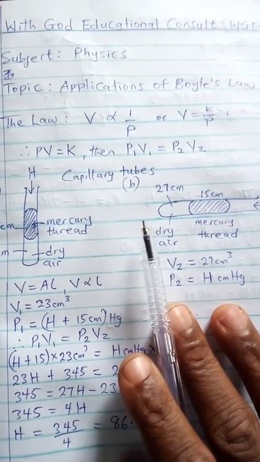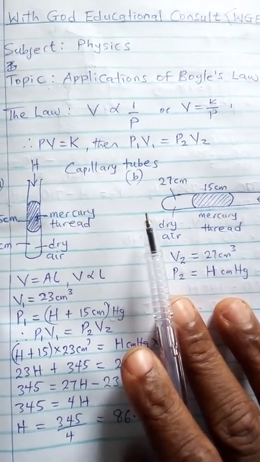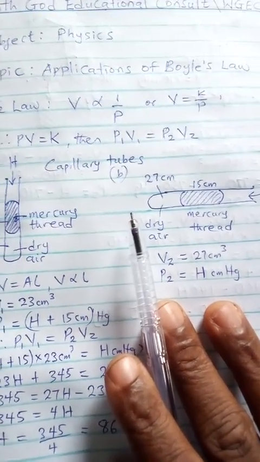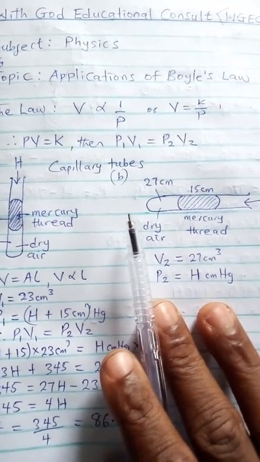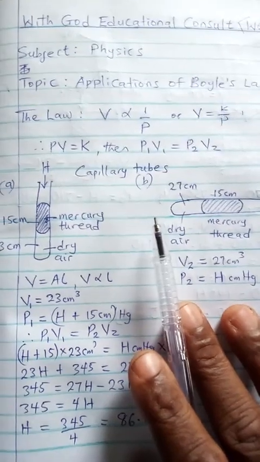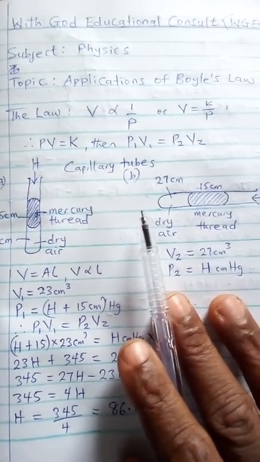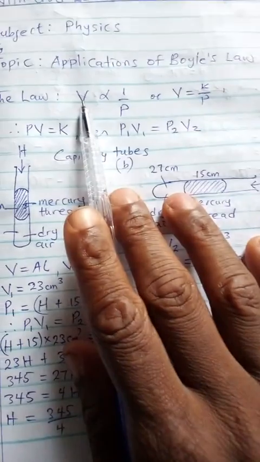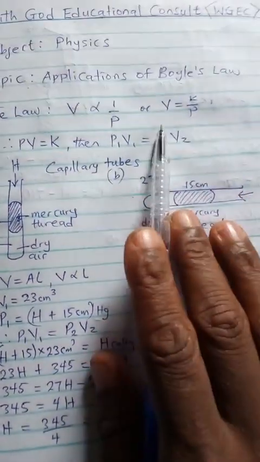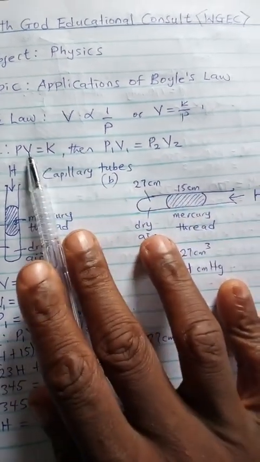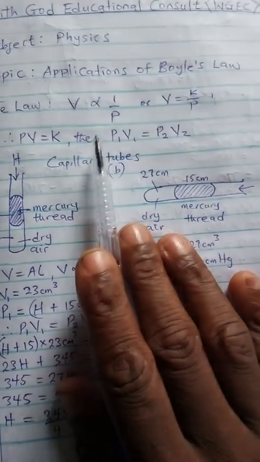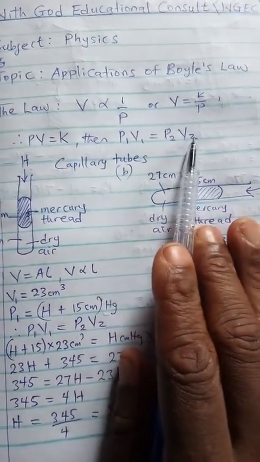The subject for today is physics, and our topic for today is applications of Boyle's law. We want to see how Boyle's law is applied in capillary tubes and also in barometer tubes. As we all know, Boyle's law states that the volume of a gas is inversely proportional to the pressure. So that means PV is equal to K. Then we can arrive at P1V1 equal to P2V2.